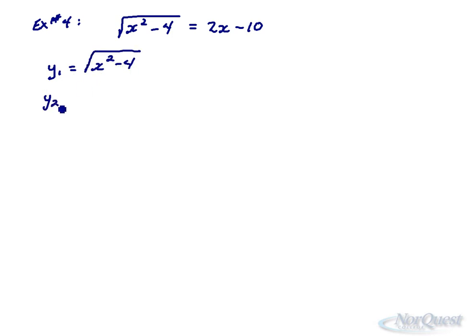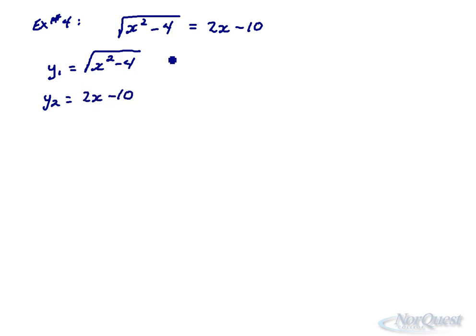Let's take this one, the square root of x squared minus 4 equals 2x minus 10. And since the intersect method was the first time you saw it, in example 3, I'll do this one with intersection as well, just to keep practicing that second method. So y1, we're going to enter in the square root of x squared minus 4. y2, we're going to enter in 2x minus 10.